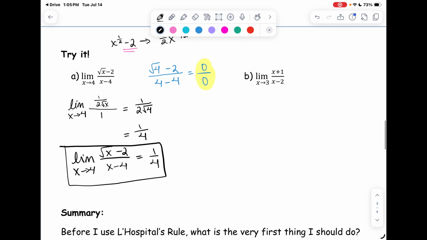Then when you did part B, if you directly substituted, you would have had 3 plus 1 over 3 minus 2, which would have given us 4 over 1. So since we did not get that indeterminate form of 0 over 0 or infinity over infinity, we are not able to use L'Hopital's rule there. So we can still say, though, that the value we found of 4 is the value of the limit. So the limit as x approaches 3 of x plus 1 over x minus 2 equals 4.